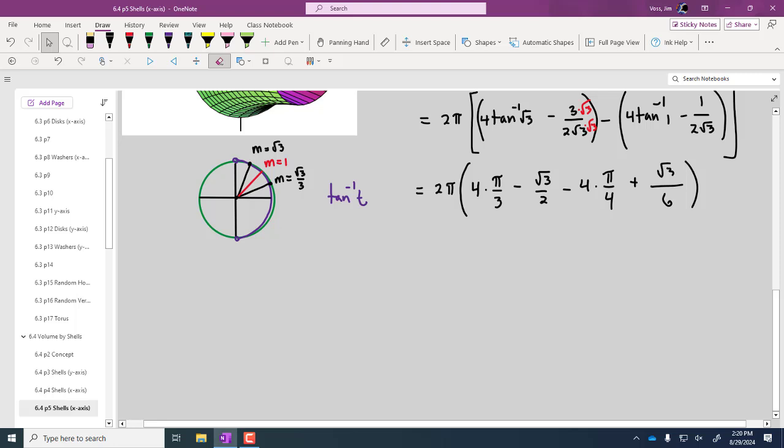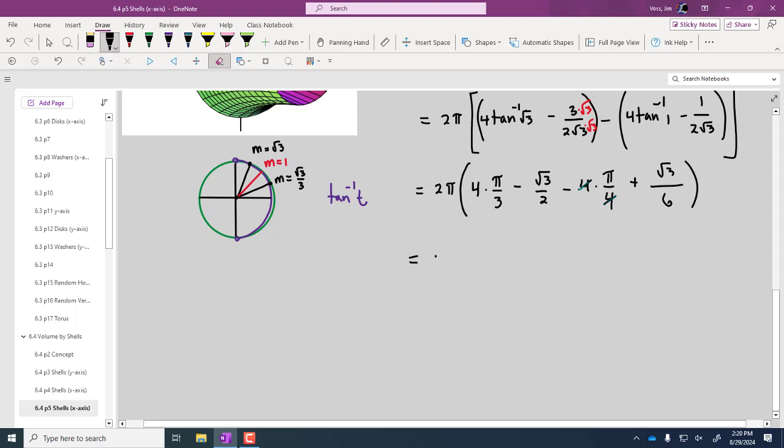All right, any questions up to that point? And the 4's will cancel here. And then we just have to add all that together. Common denominator of 6 seems pretty straightforward.